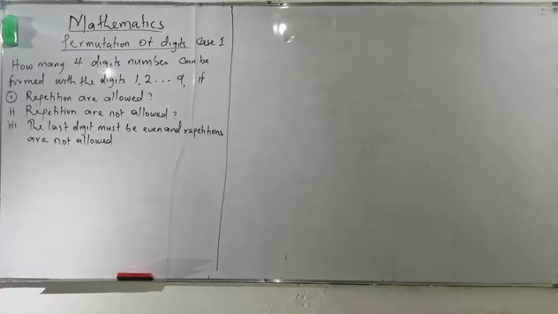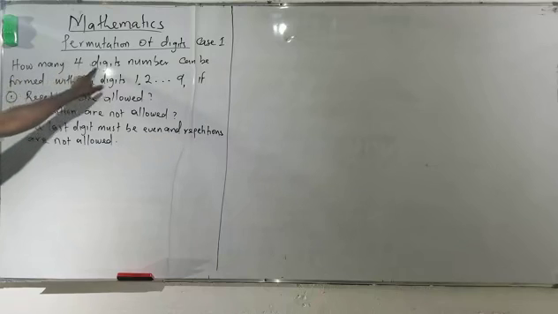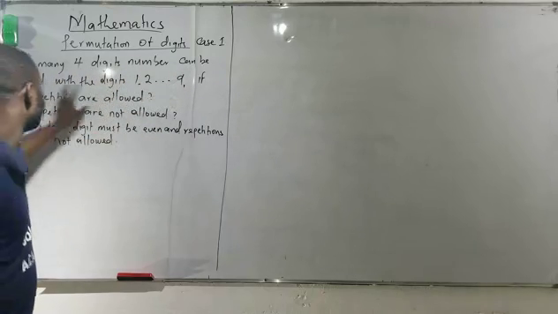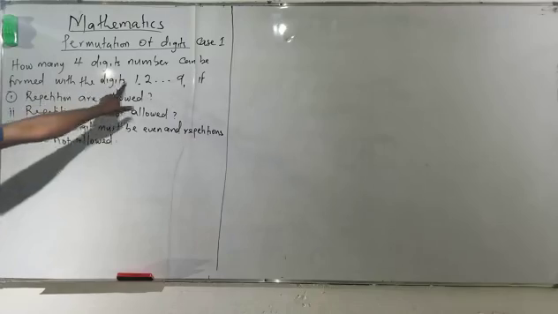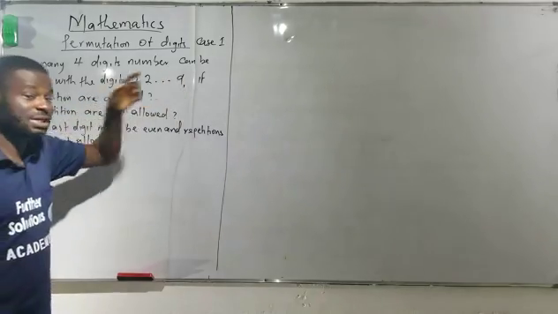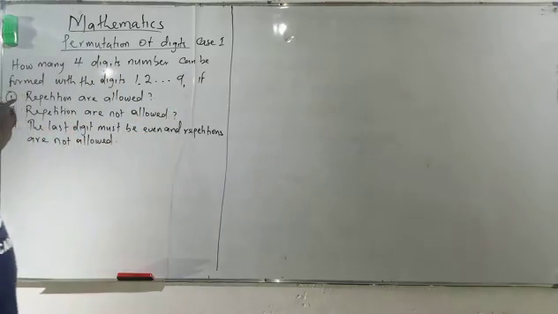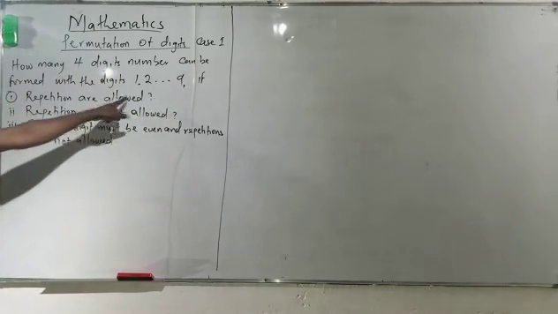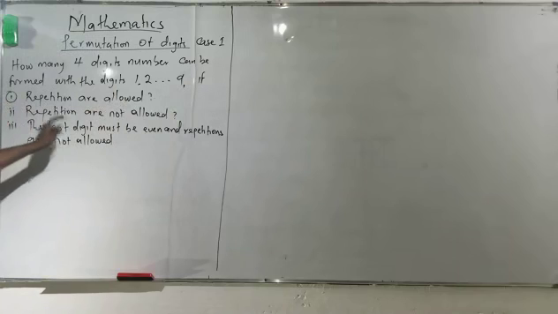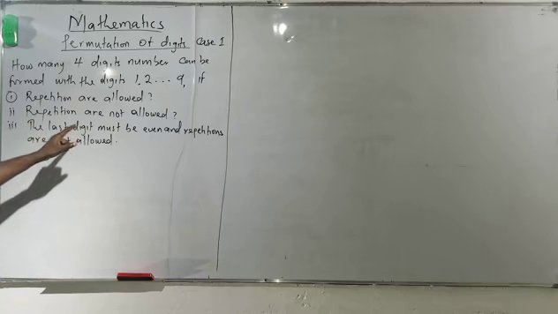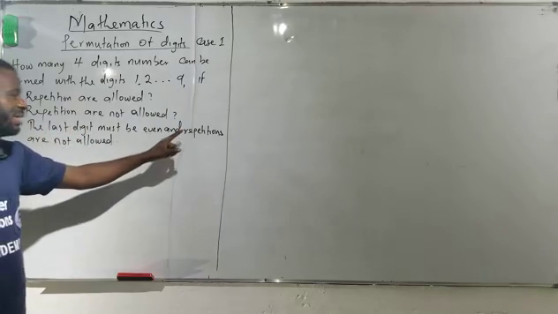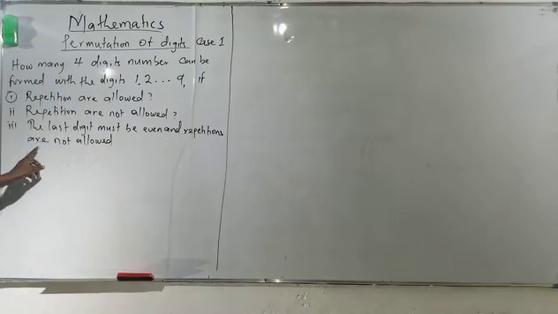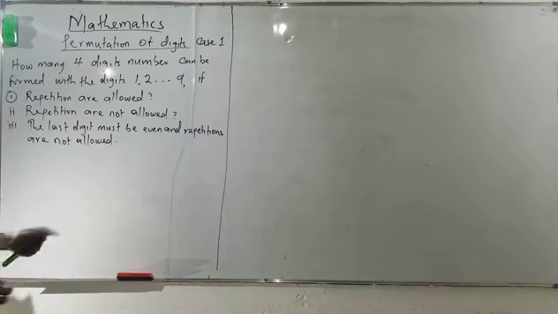Okay, now this is a problem that anybody can ask you. How many 4-digit numbers can be formed with the digits 1, 2, 3, 4, 5, 6, 7, 8, 9 if 1, repetition is allowed; 2, repetition is not allowed; 3, the last digit must be even, and repetition is not allowed. Now, take note of this particular problem.